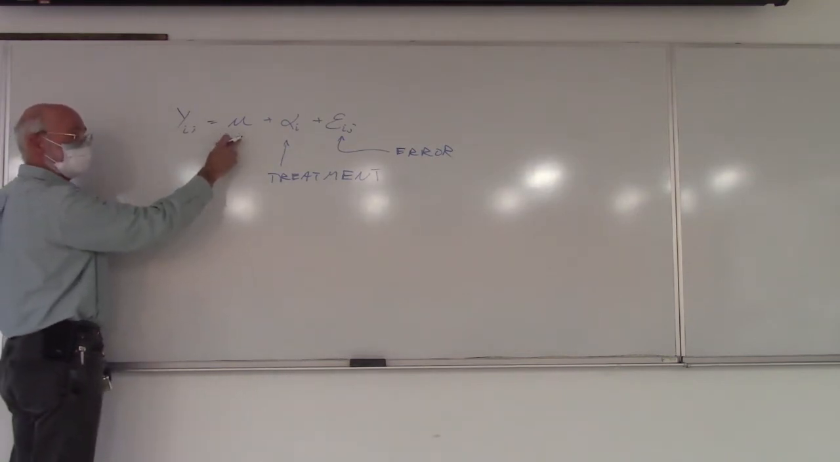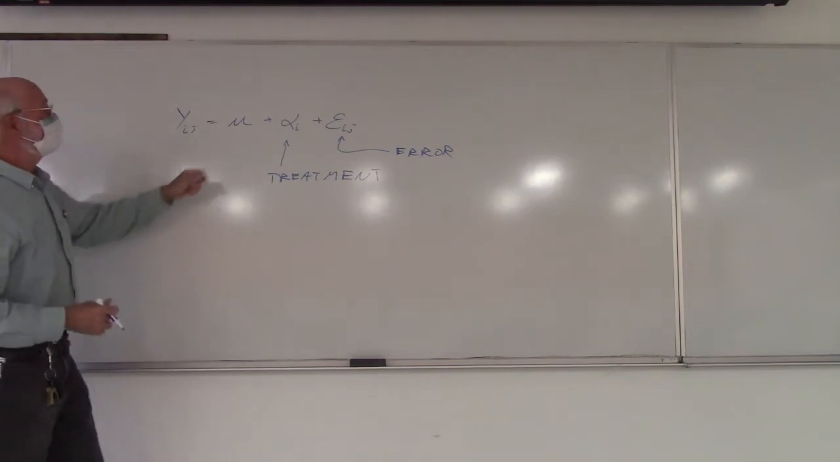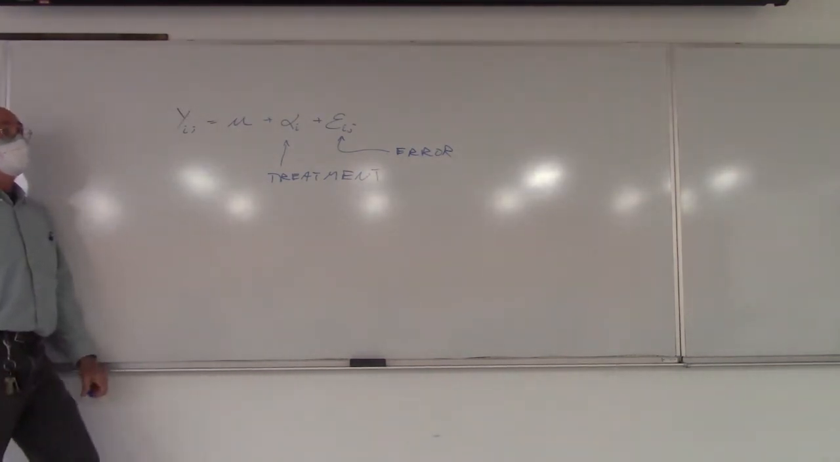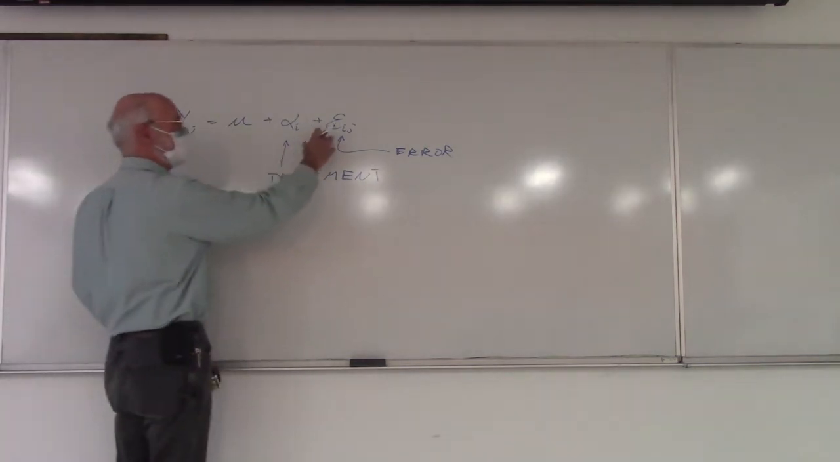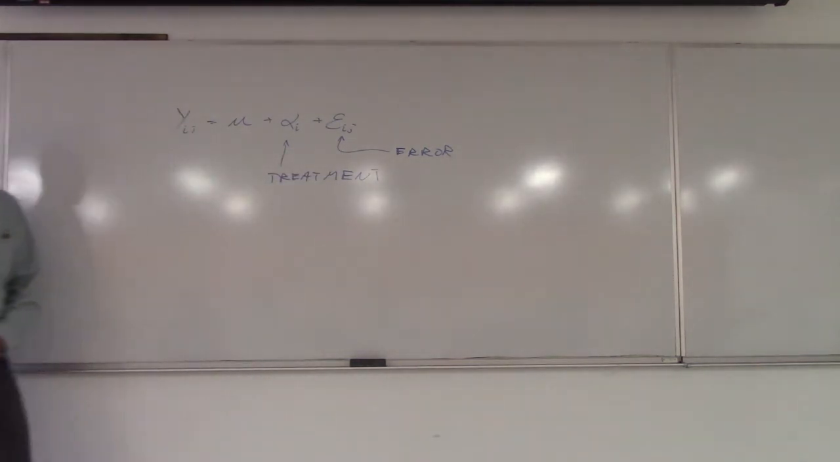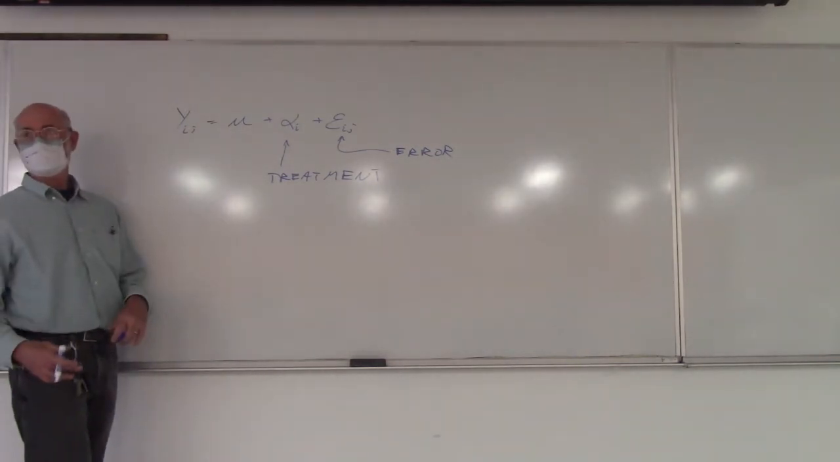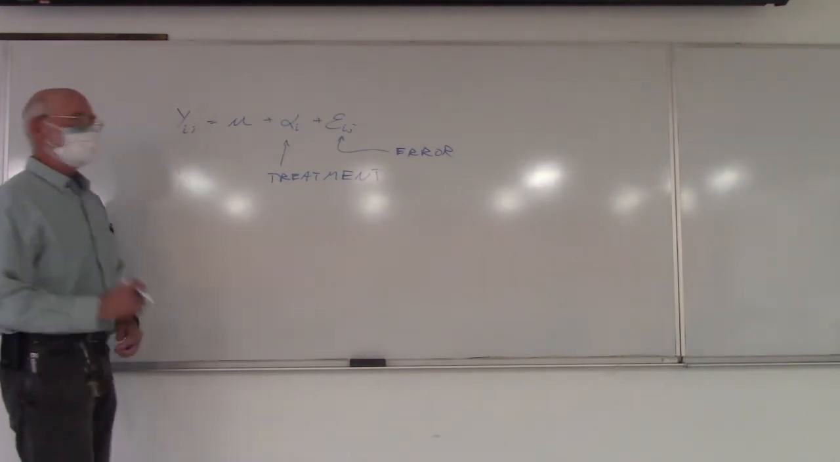We replaced mu with our best estimate of mu, which was y bar dot dot. We replaced alpha_i with y_i dot bar minus y bar dot dot. And then we replaced epsilon with y_ij minus y_i dot bar, okay? We add everything up, square both sides, and that gives us our sums of squares in the ANOVA table.